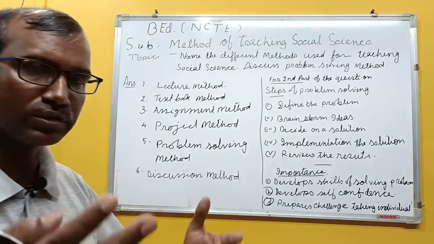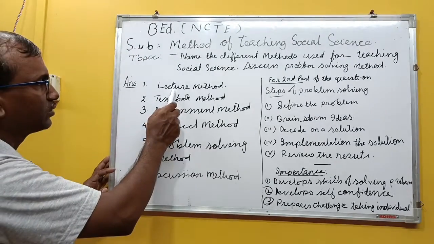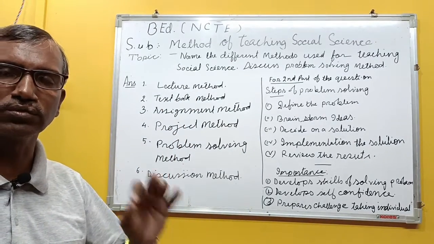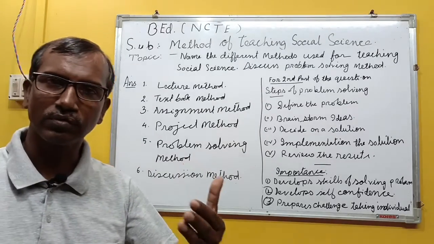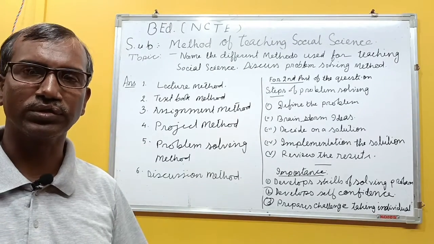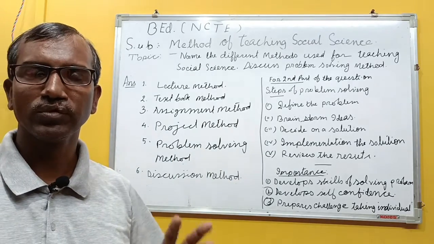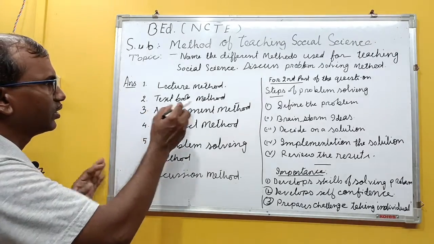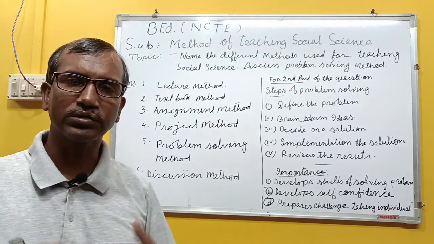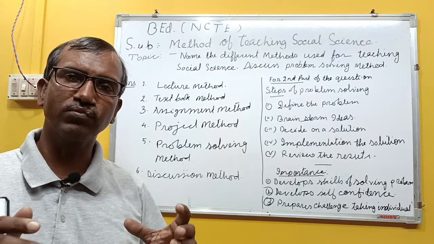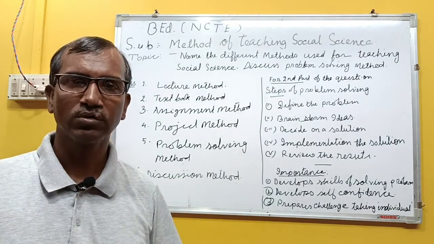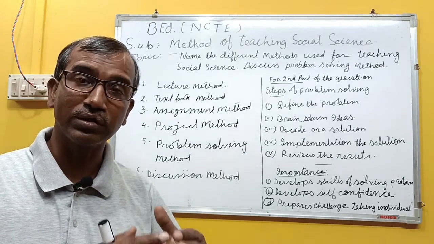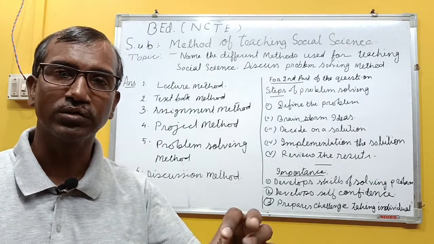Dear trainees, you observe lecture method is a common classroom method which can be used in teaching social science, in the discussion of history or in explanation of geography or anywhere. It is a common method, we cannot avoid it. Textbook method means a teacher simply follows the textbook while he delivers any class or gives a short lecture.